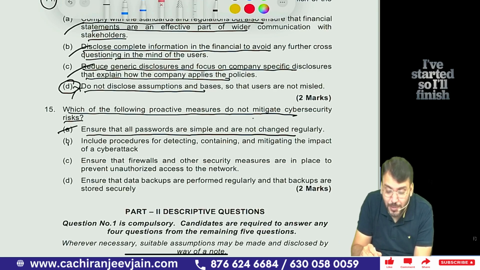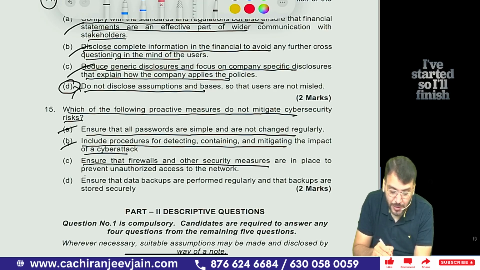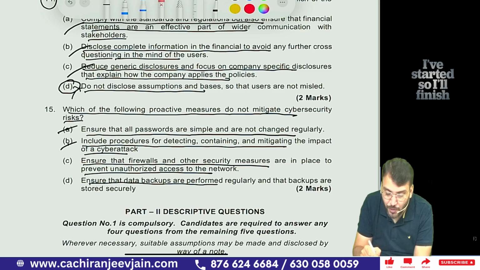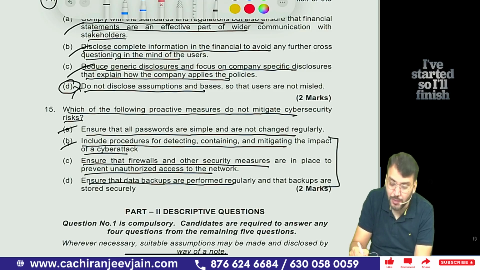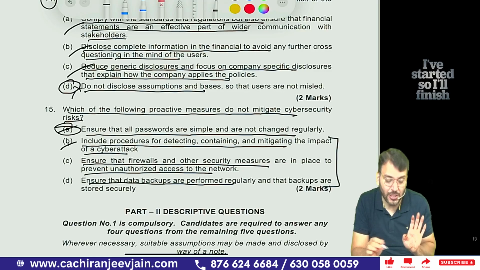B, C, D will always mitigate the cyber security risk. Include procedure for detecting, containing, mitigating the impact of cyber attack. Ensure that firewalls and other security measures are in place to prevent unauthorized access to the network. Ensure that the data backups are performed regularly. So of course, this will mitigate cyber security risk. Only option number A will not mitigate the risk. Therefore, option number A will be correct.